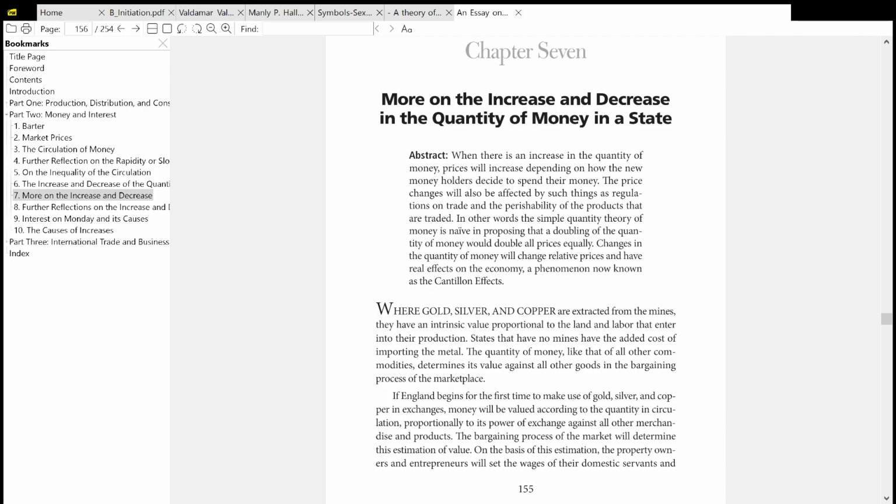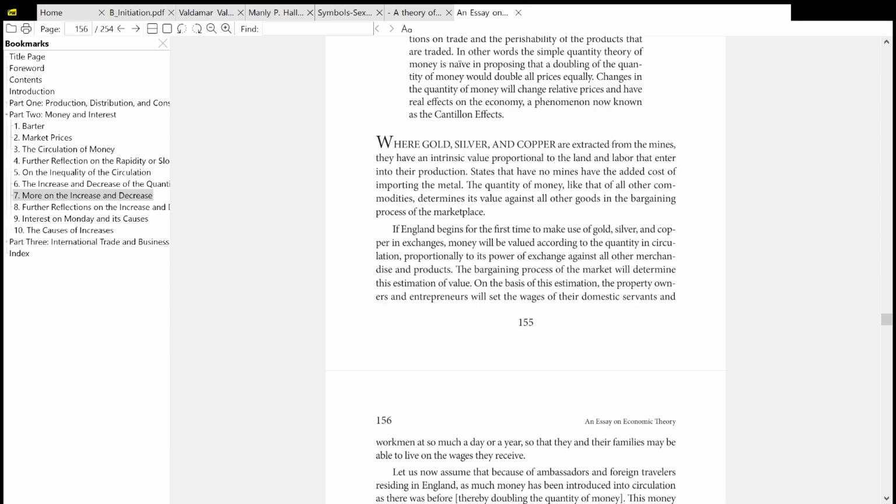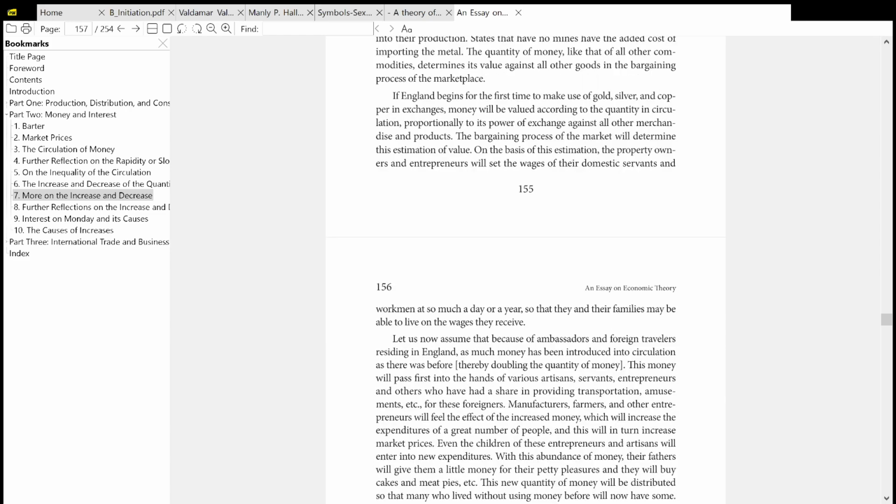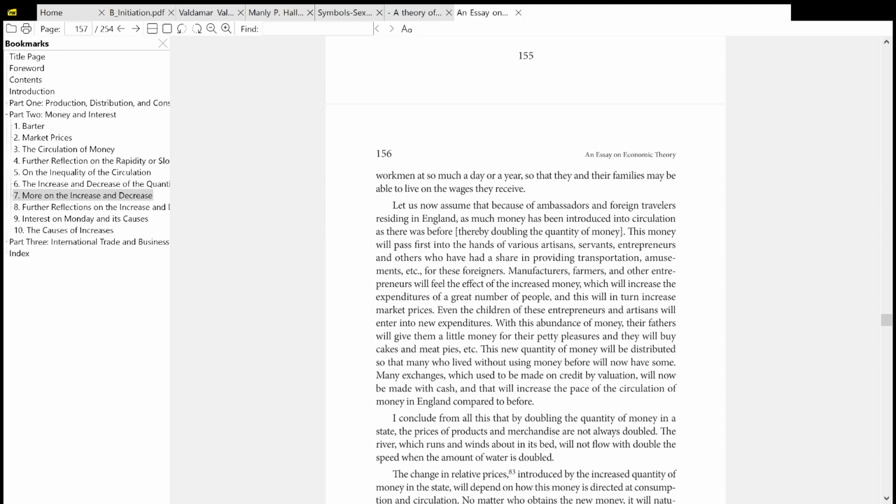On the basis of this estimation, the property owners and entrepreneurs will set the wages of their domestic servants and workmen at so much a day or a year, so that they and their families may be able to live on the wages they receive. Let us now assume that because of ambassadors and foreign travelers residing in England, as much money has been introduced into circulation as there was before, thereby doubling the quantity of money.